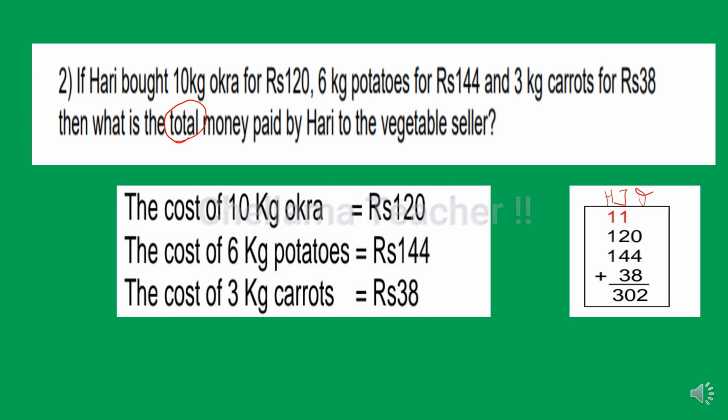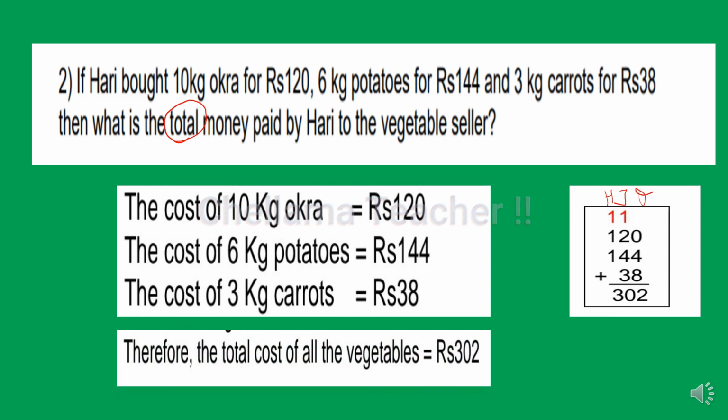So 0 plus 4 plus 8 is equal to 12. 2, carryover is 1. And 1 plus 2 is 3. 3 plus 4 is 7. 7 plus 3 is 10. 0, remainder 1, that is carryover 1. 1 plus 1 plus 1 is 3. So 302 rupees. Therefore, the total cost of all the vegetables is equal to rupees 302.